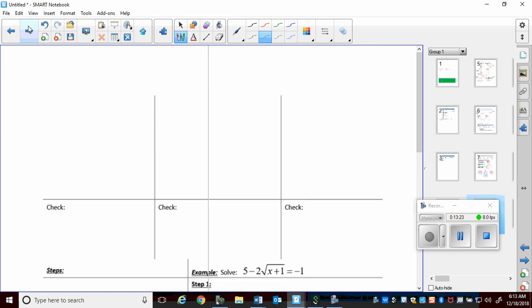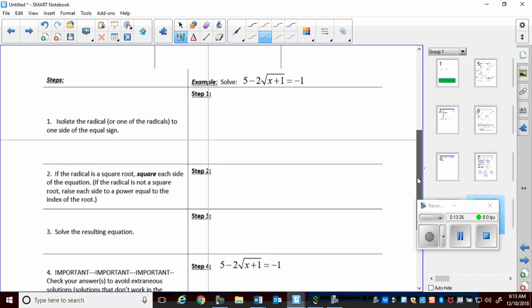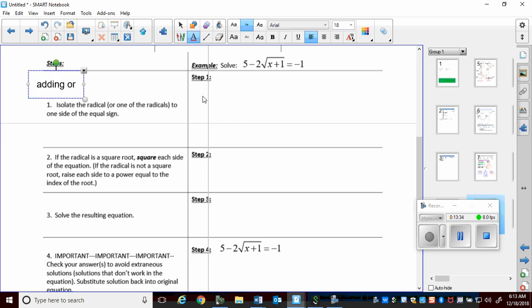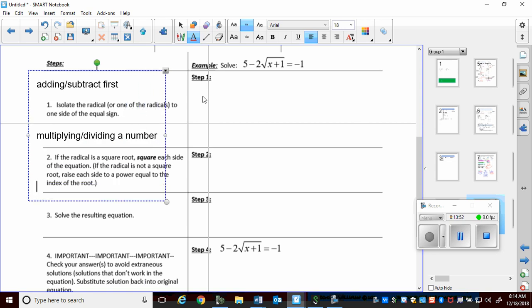Moving on, we're going to go to more complicated problems, so just ignore the top part. Same stuff. So same rules. Always adding or subtracting the number away first, checking to see if we can do that. Then multiplying or dividing a number away from that radical first. Then squaring or doing whatever it is to both sides and simplifying.